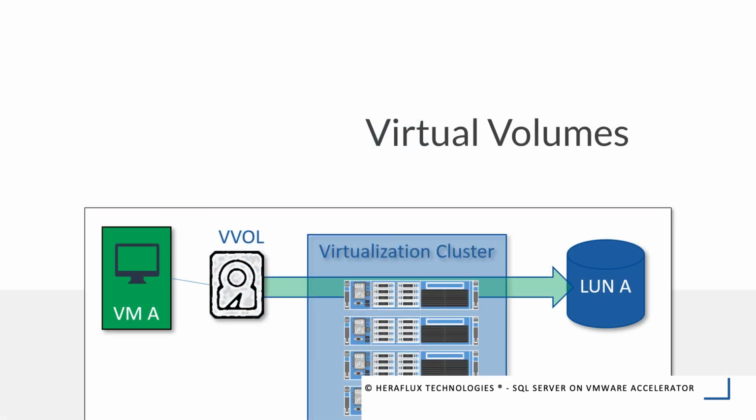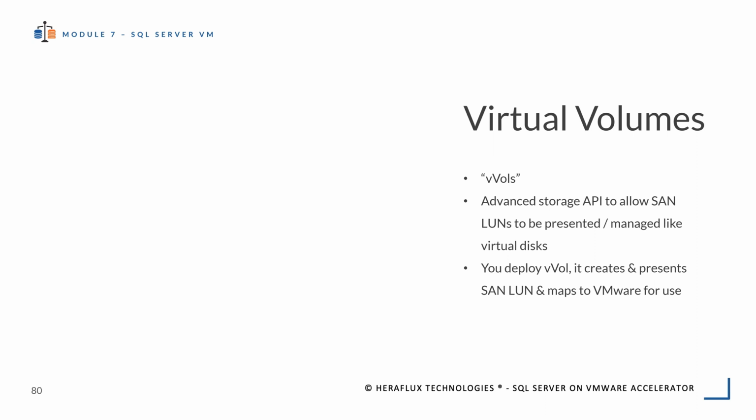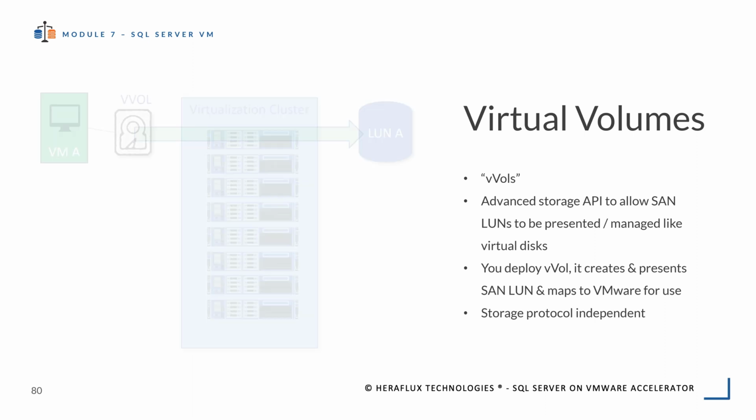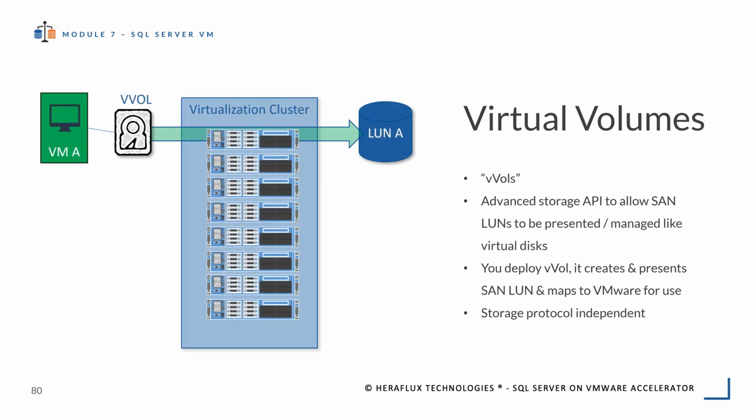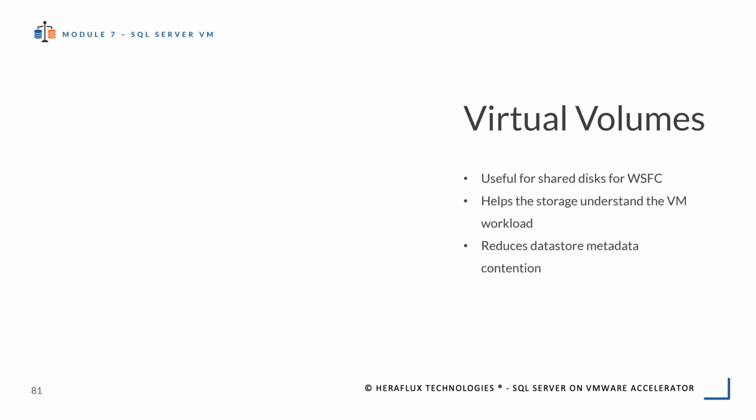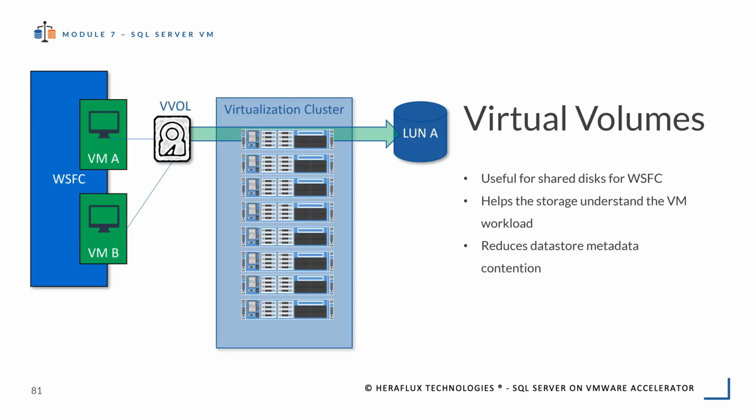More modern storage devices support a new construct called a virtual volume, or vVol. A vVol is a very fascinating development. It's an advanced storage API that allows SAN LUNs to be created and managed by the virtual platform and presented and used just like virtual disks to the VM. The advanced API is a layer that performs the translation between the different components in the system. It is storage protocol independent, but your storage must support the virtual volume standard. vVols are incredibly useful for easily presenting and managing shared disks underneath Windows Server failover clusters. It now helps the storage itself understand the virtual machine workload and reduces data store metadata contention.